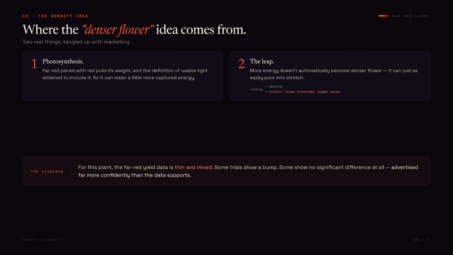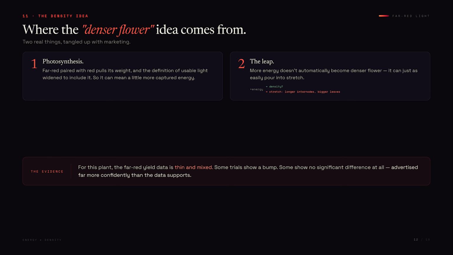Then work out of Utah State showed that far red, when it's delivered alongside red, actually pulls its weight in photosynthesis too. That finding was big enough that the definition of photosynthetically active light got widened to include it. So far red can mean a little more captured energy, but here's the leap people make. They assume more energy automatically becomes denser flower. It doesn't. That energy can just as easily pour into the stretch we just described, into longer internodes and bigger leaves instead of into tighter, heavier buds.